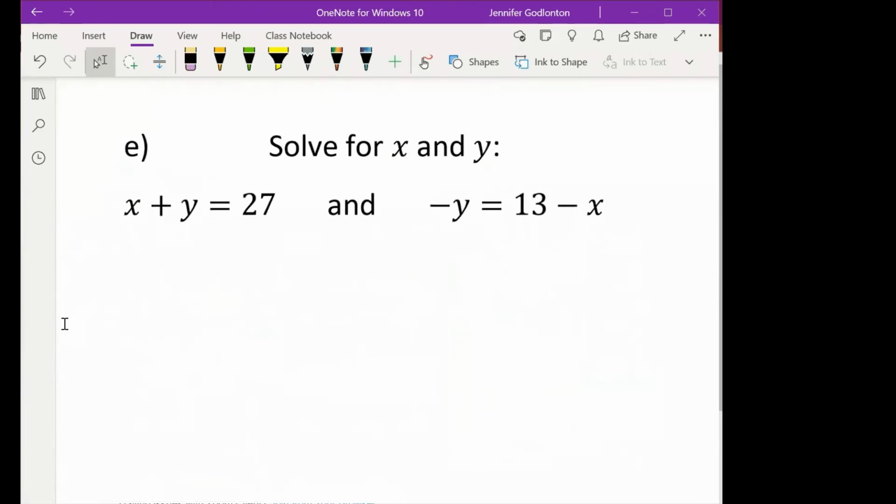Illumination. I like it though. Yeah, you were illuminated with the correct answer.